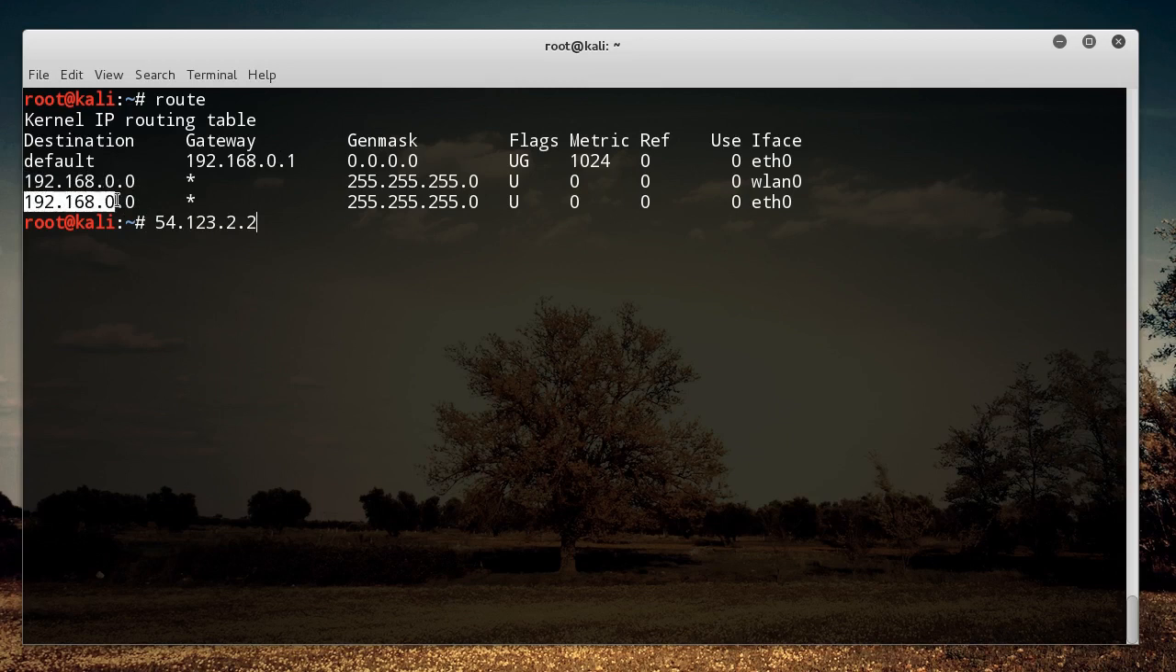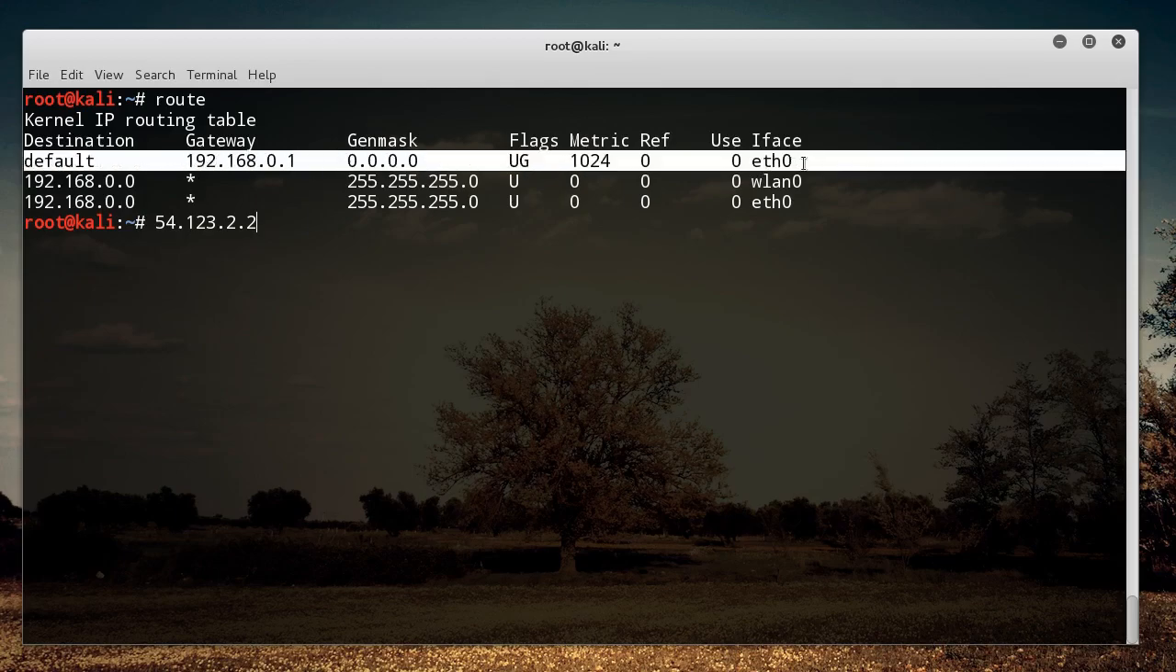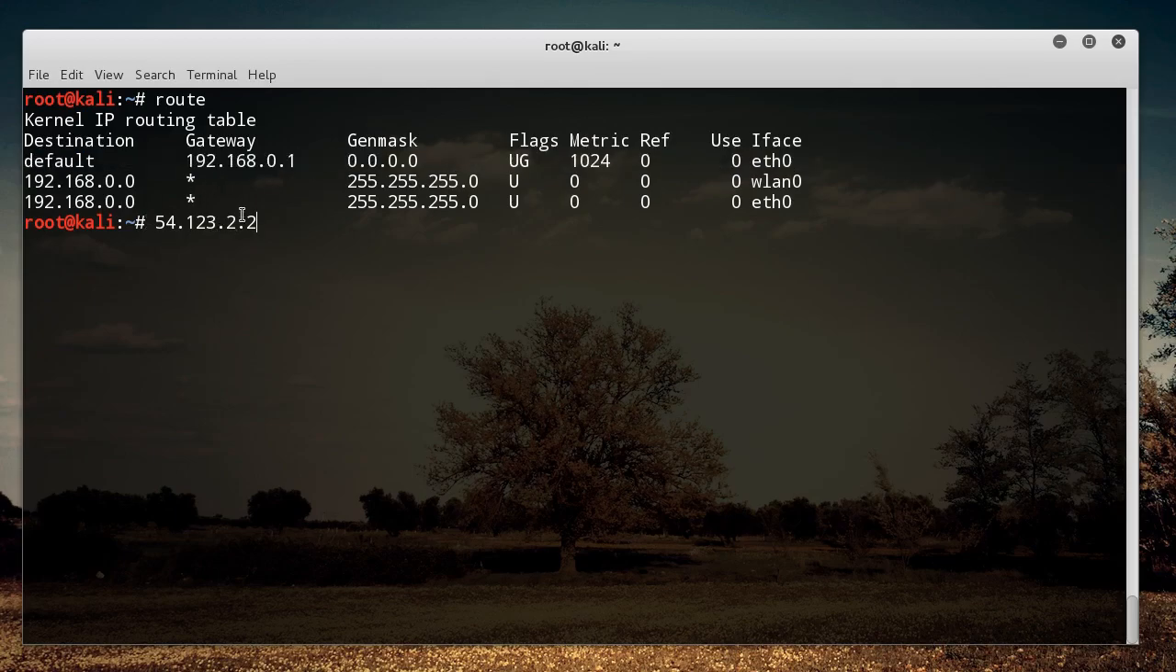Well, what about this one? Well, no, it's kind of the same set of rules. All right, so I guess I'm just going to follow this default route right here. So whenever I'm trying to connect to this IP address, which is my website, then I have to pass through this gateway, this door, and again, this is my router.